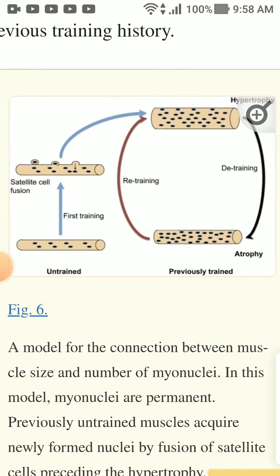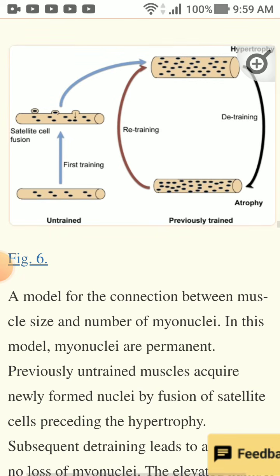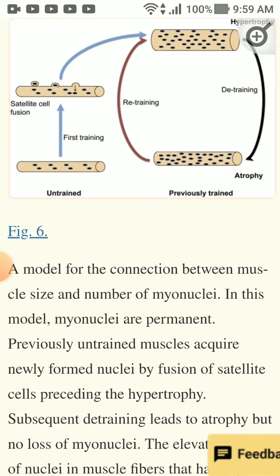Notice it says you're untrained, first training, satellite cell fusion. You get this fusion, the satellite cell is fusing, it's donating its nuclei there, and then you get this growth. You notice here there's more nuclei in there. These are nuclei, it's fusing their nuclei. Look, it says right here, a model for the connection between muscle size and number of myonuclei. In this model, myonuclei are permanent. Previously untrained muscles acquire newly formed nuclei by fusion of satellite cells preceding the hypertrophy.